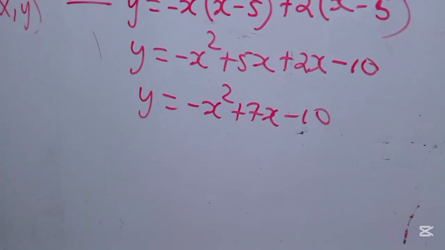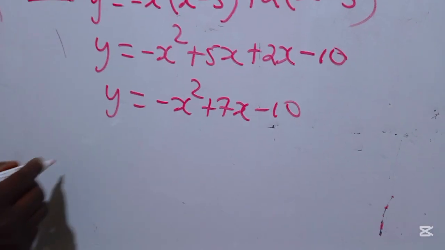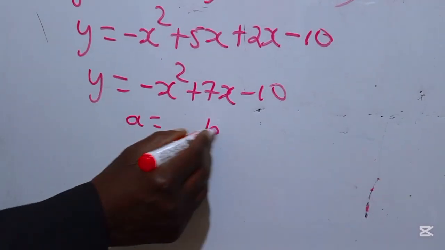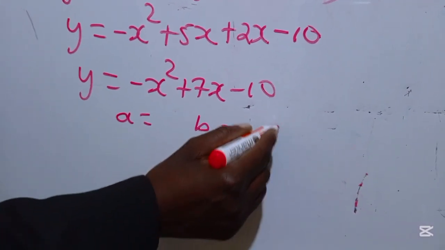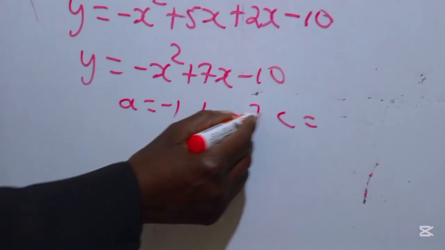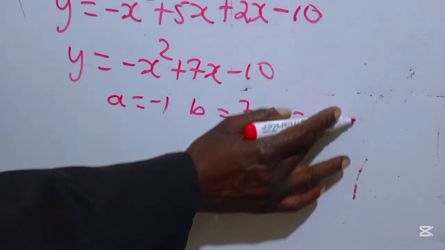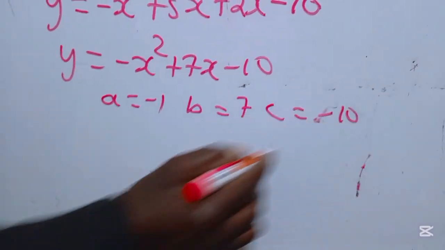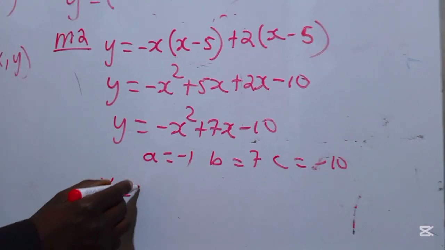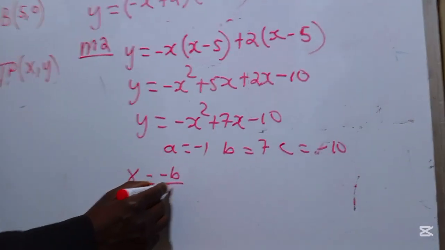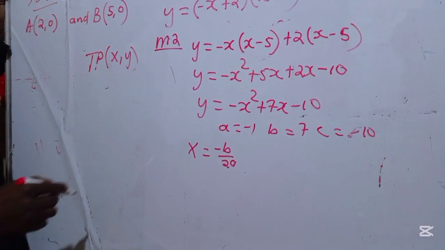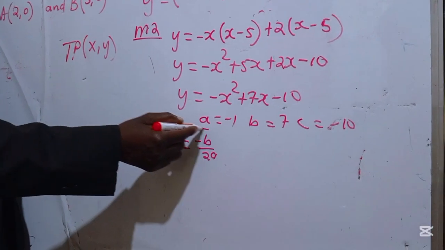So there is a formula on how to find the value of x. First of all, you have to identify your A and your B, not C. Of course, my C doesn't matter. What is my A? Negative 1. What is my B? 7. My C is negative 10. So you agree with me that, how do we get x? X is equal to negative B over 2A. So this is how we find the value of x.